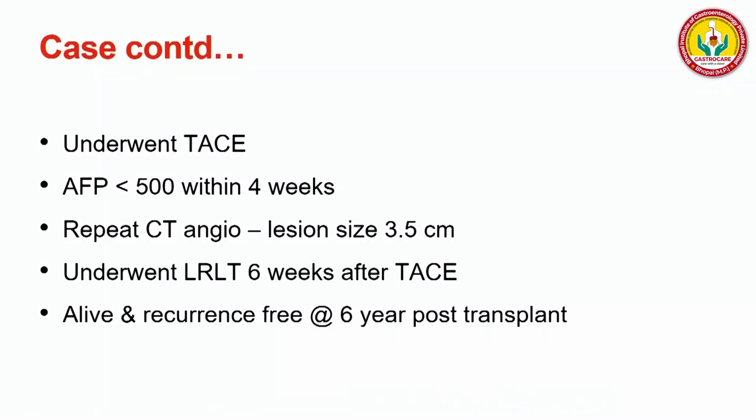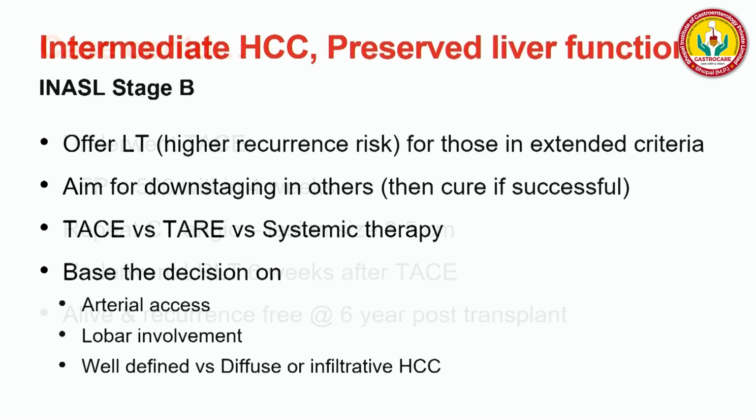In this case, we didn't have that privilege because the patient had come from outside. We waited for 6 weeks. The patient underwent TACE, not TARE. The AFP decreased from 5500 to 500. We did a repeat CT angio. The lesion had come down to 3.5 centimeter. He underwent a transplant 6 weeks later, although as Prashant very rightly pointed out, 3 months should be the minimum criteria when you are looking at a very high AFP patient, but we did it at 6 weeks. But luckily for the patient, he is alive and recurrence free at 6 years post-transplant. Slides back again, I realize the slides are not there. So 6 years after transplant, the patient is fine and good. Good for him.